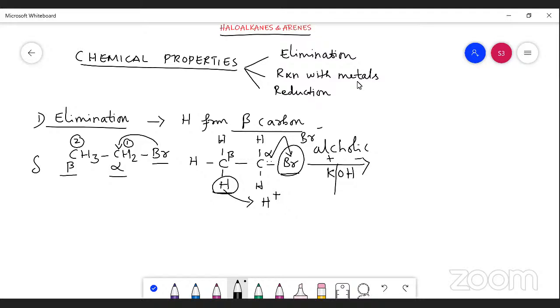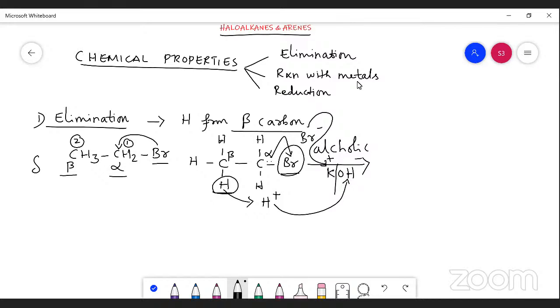The H plus is added with the OH minus. In the same way, this Br minus is added with the K plus, forming potassium bromide and water. This is your side product. So this is side product formation. Now come to the main product, where I take hydrogen as H plus and Br as Br minus, leaving the two atoms out of the haloalkane system.